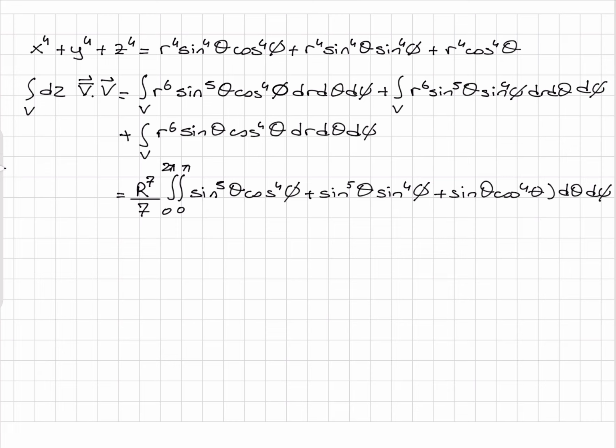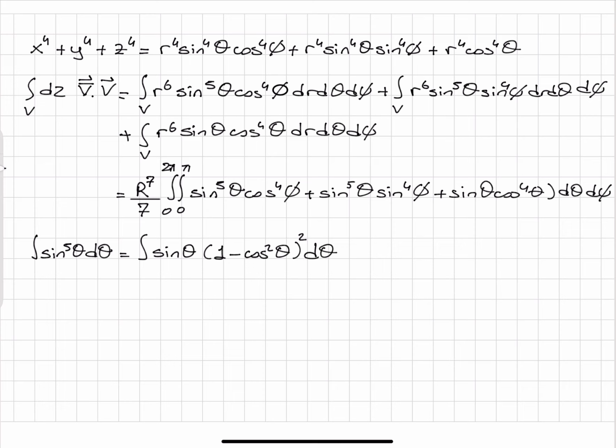Now we have to deal with the integral of sine to the 5 theta d theta. So let's work on that. The integral of sine to the 5 theta d theta is the integral of sine theta times cosine to the power 4 theta. Sorry, rather, sine theta times sine to the 4 theta, and 1 minus cosine square theta is sine square theta. So sine square theta squared is what we obtain, d theta.